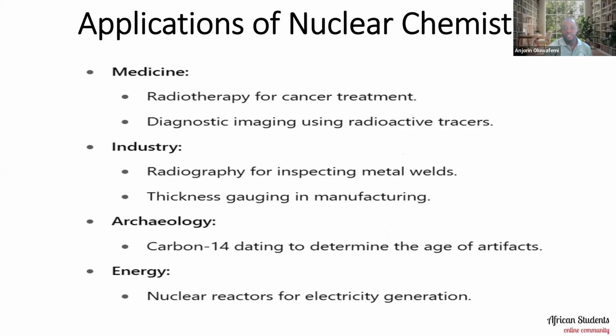So what are the applications of nuclear chemistry? One, it is used in medicine for radiotherapy for cancer treatments. So somebody has cancer, they'll tell you, you have to go through chemotherapy. Chemotherapy basically is just using radiation to bombard the cancer cells and try to kill them off so that they will not thrive again. So that's radiotherapy for cancer treatments. It's also used for diagnostic imaging using radioactive tracers. Yes, that's another way we apply the knowledge of nuclear chemistry in the field of medicine.